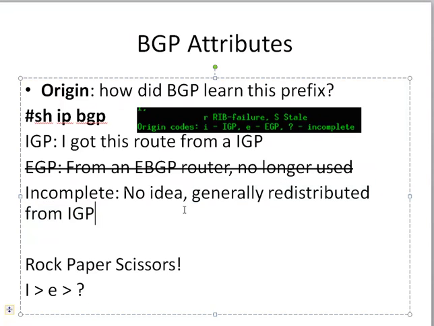Even when you have multiple ways to get to a certain prefix and you need to decide which way is best, you can think of it like rock, paper, scissors. Question mark beats exterior gateway protocol, and exterior gateway protocol beats interior gateway protocol. When we get into labs, you'll see that more.